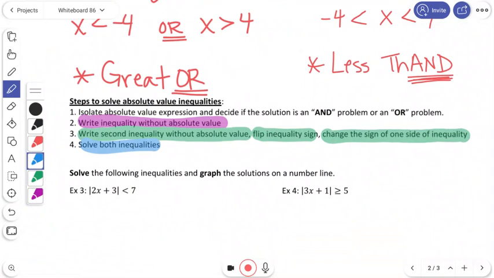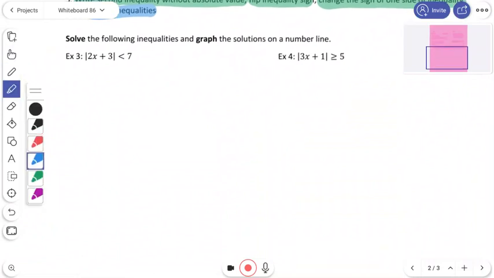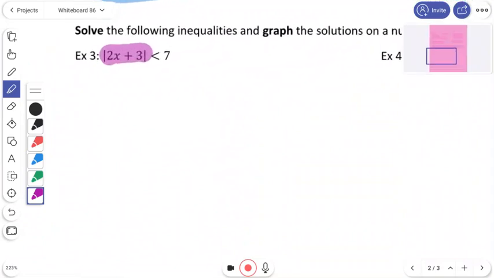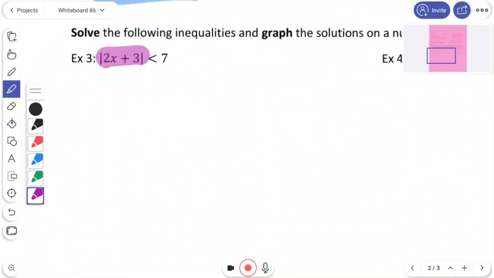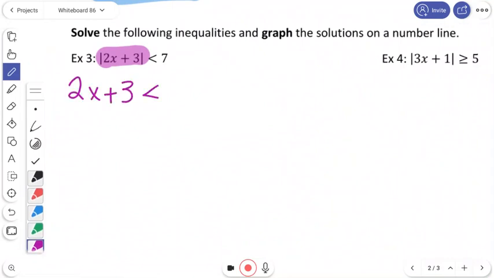So, example 3. Is our absolute value expression already isolated? Yes, it is definitely already by itself. So we have to write our two inequalities. The first one is just going to be 2x plus 3 is less than 7. All we did was drop the bars.